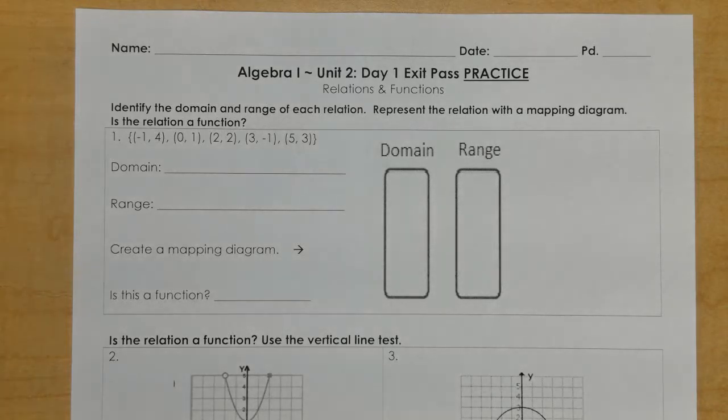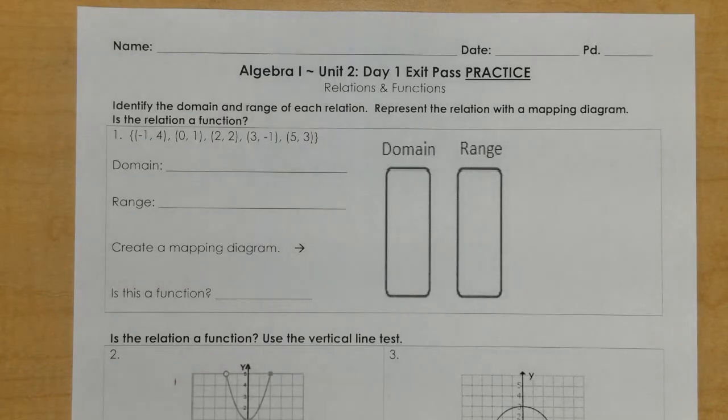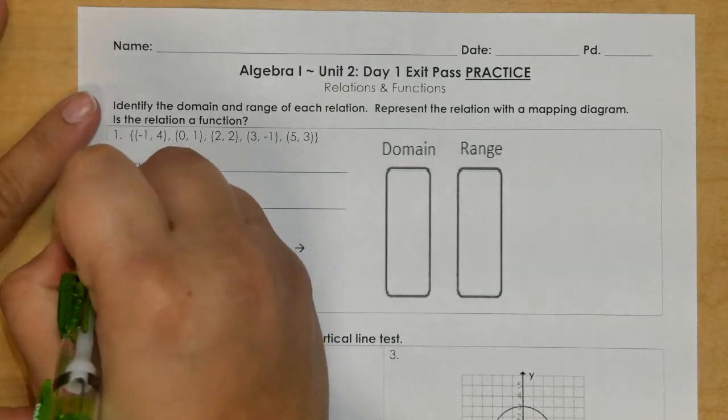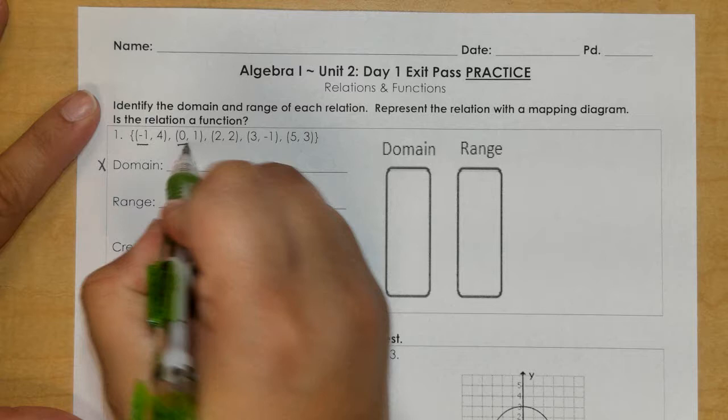For the day 1 exit pass, it says identify the domain and the range of each relation. Represent the relation with a mapping diagram. Is the relation a function? So for your domain, you are looking for your x values. So these are my x values here.